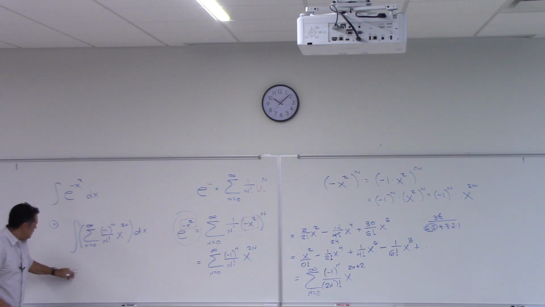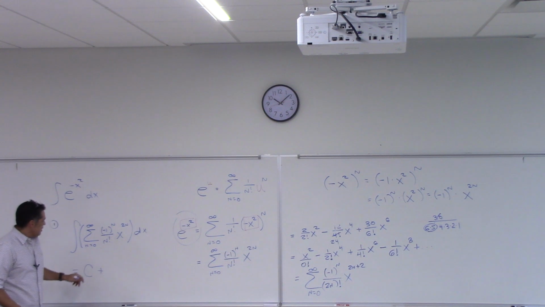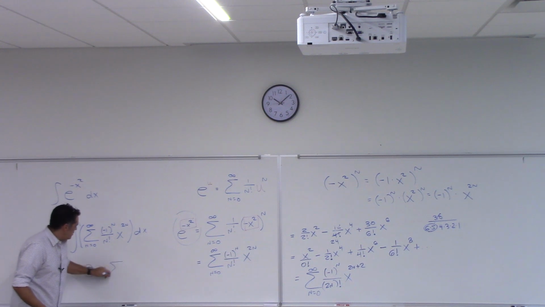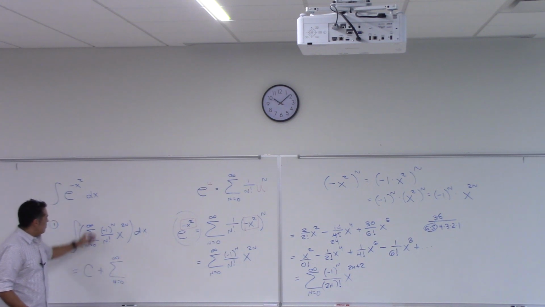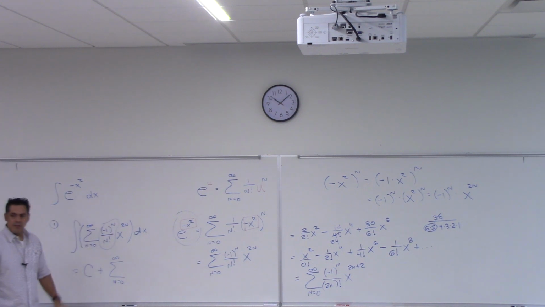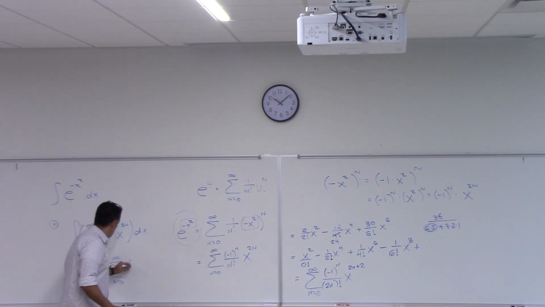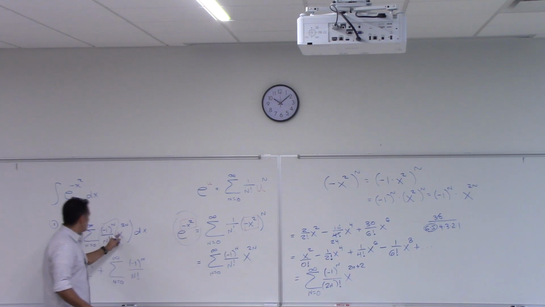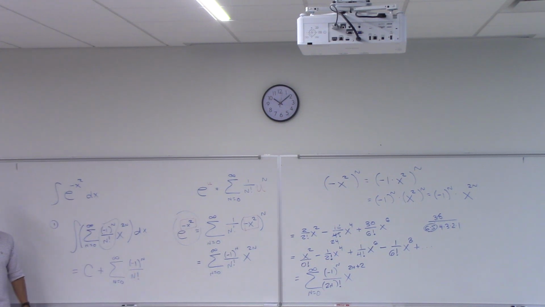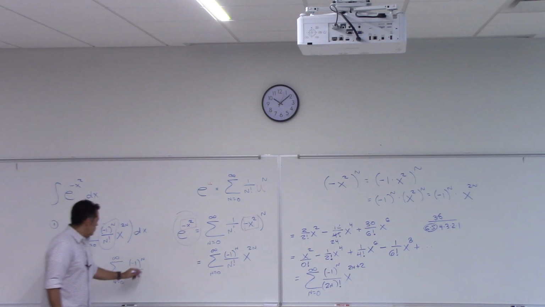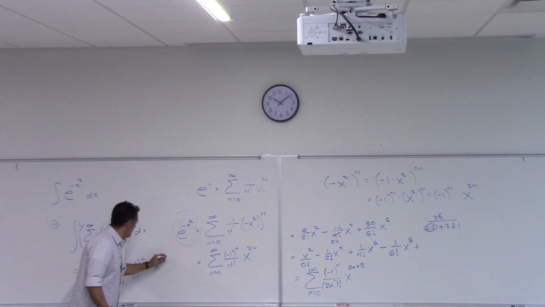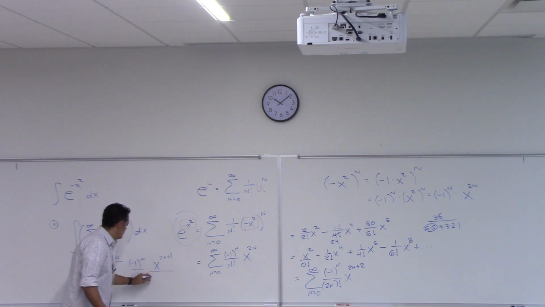So my antiderivative here is going to be some constant I don't know, plus the sum from n equals 0 to infinity. Now remember, this is our c sub n, right? So that doesn't change when you integrate. That stays the same. Negative 1 to the n over n factorial. But what does the x to the 2n become? x to the 2n plus 1, and then over 2n plus 1.